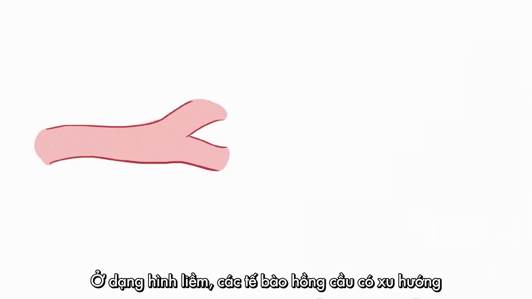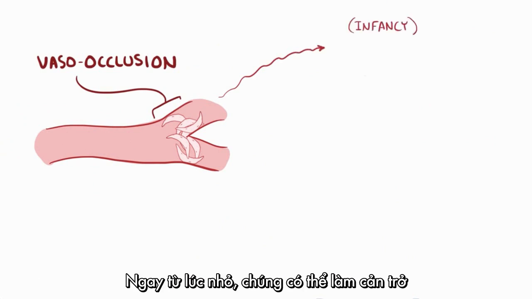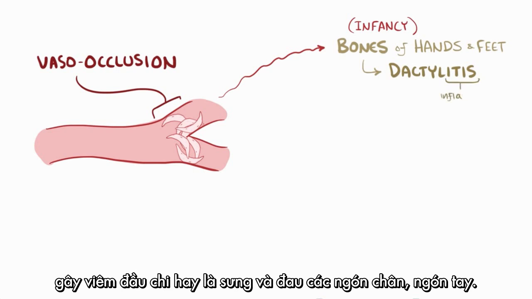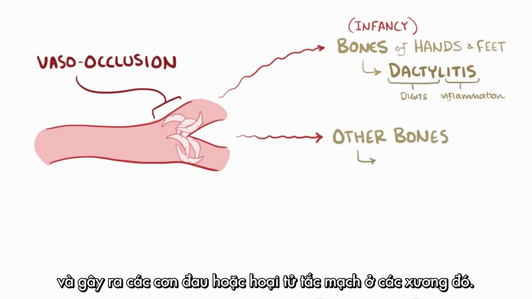In sickled form, red blood cells tend to get stuck in the capillaries, called vasoocclusion. Starting in infancy, they can clog up blood flow in the bones of the hands and the feet, called dactylitis, or swelling and pain of the digits. Later, they get stuck in other bones, causing sickle cell pain crises, or avascular necrosis of the bone.